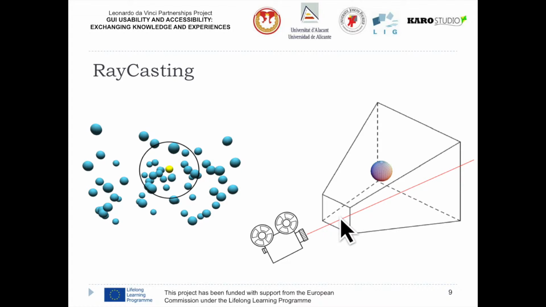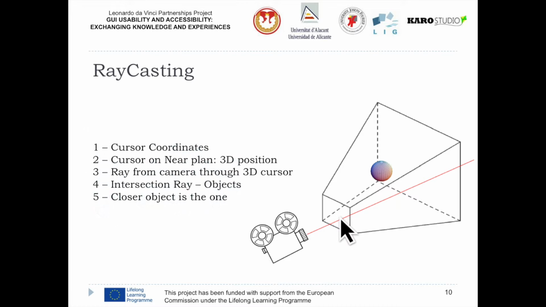The principle is called raycasting, and this technique can be explained by the 5 successive steps of the algorithm. First, the click is captured by the system. The latter gives the cursor coordinates that can be in pixels or normalized between 0 and 1. From these cursor coordinates, the 3D position of the cursor on the near plane of the viewing frustum is calculated.